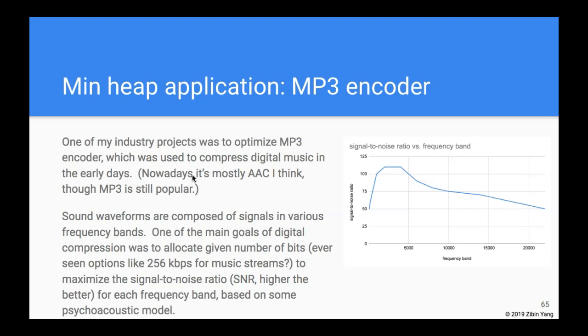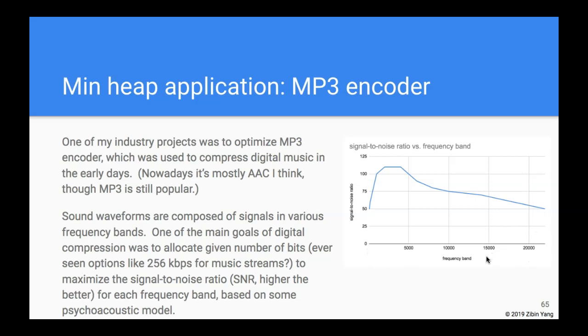It's still very popular today, although nowadays I think the AAC format is probably more popular. It does better compression and gives better quality than MP3 does. Now, just to roughly give you an idea what the MP3 encoder does, for those of you who know a little bit of digital signal processing from your electrical engineering class, you know that sound waveforms can be expressed as signals in various frequency bands, right? This is an example of that.